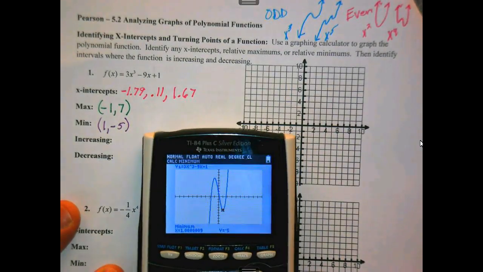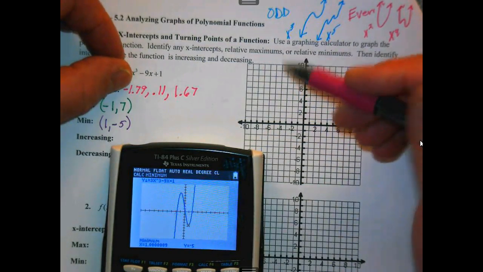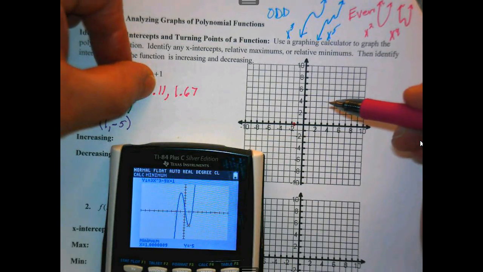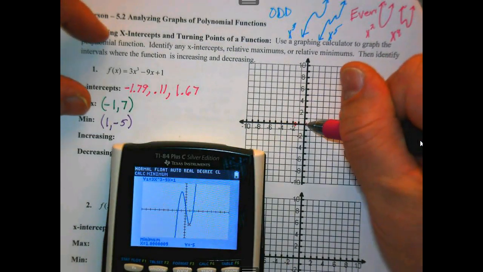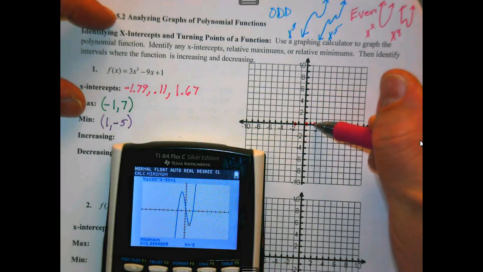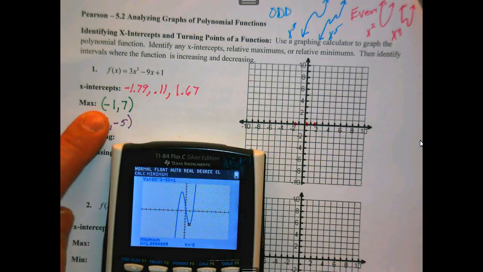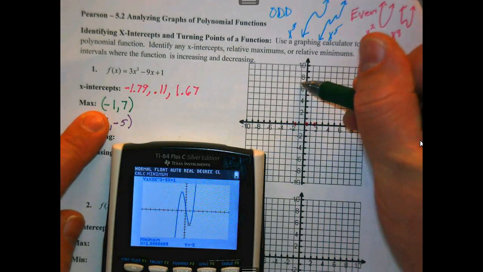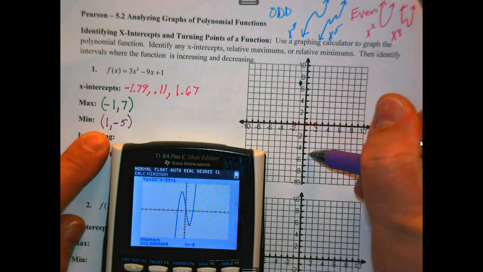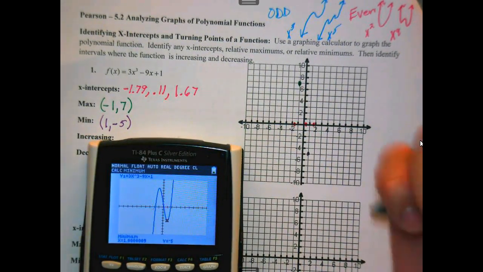So now I'm going to draw my graph. My zeros: I have -1.8, which is almost -2. Positive 0.11, so just over 0. And then 1 2/3. So here's 1 2/3. There's my 3 zeros. Let's see, I've got my max, -1, 7, and my minimum, 1, -5. Now, with any luck at all, I can draw my graph. It's going to be coming from negative infinity.